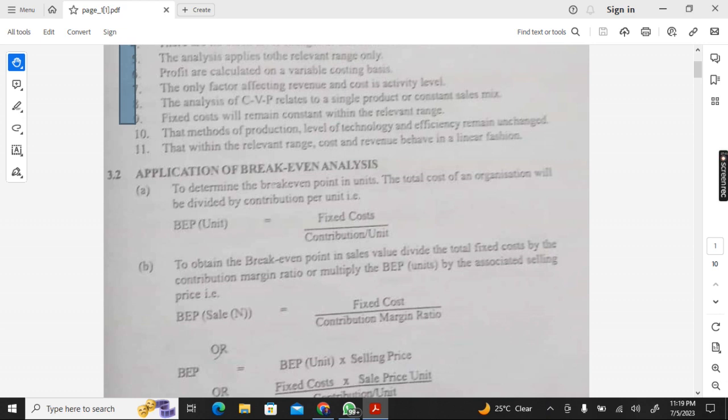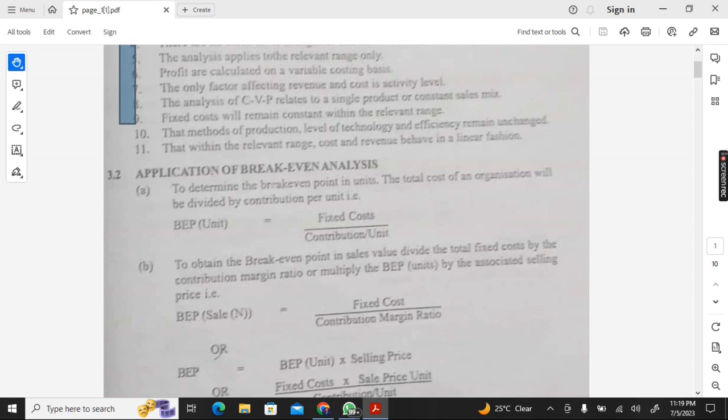Yes, sir. So the contribution can be gotten as our selling price per unit minus variable cost per unit. So that's how you get our contribution. So that's our break even point in units. And then the break even point in sales, or in naira now.